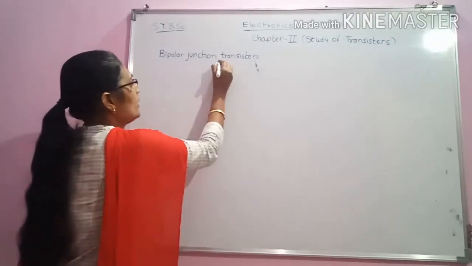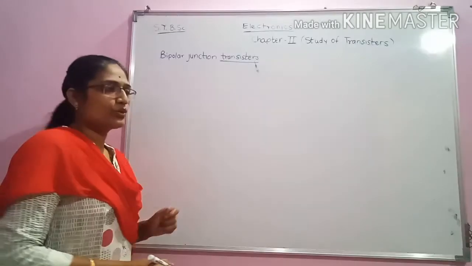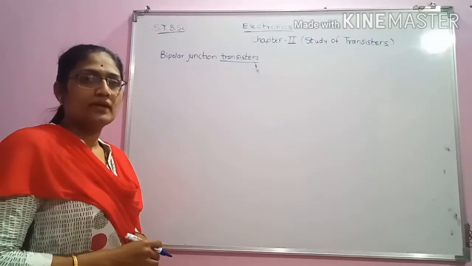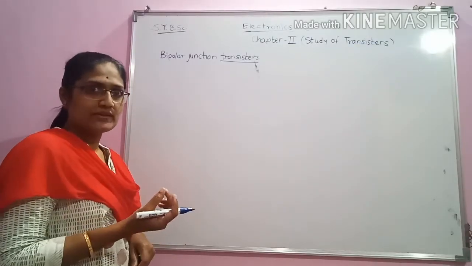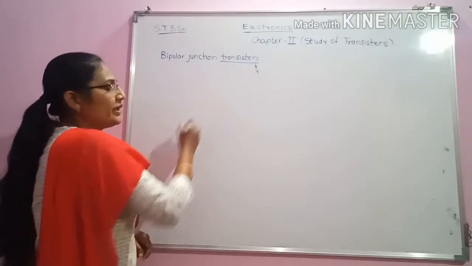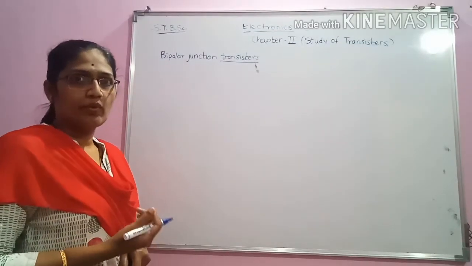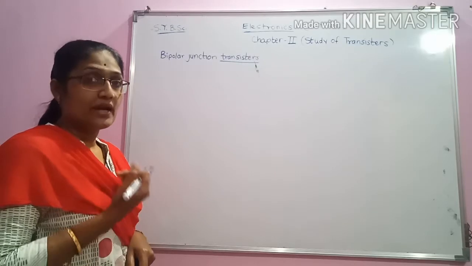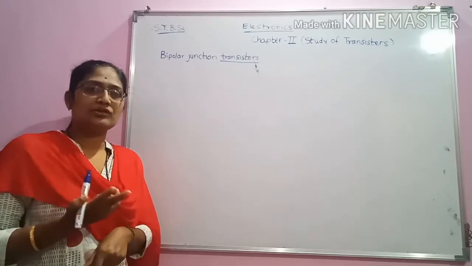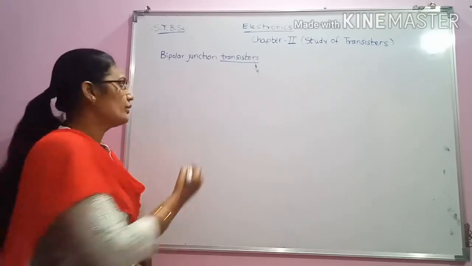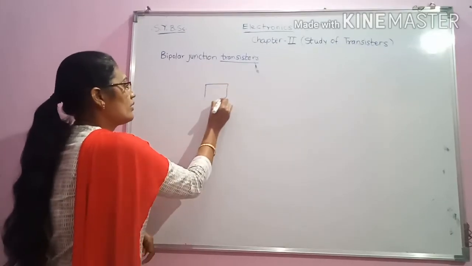So let's see what transistors are. The transistor is a device which has 3 terminals, and it is made up of semiconducting materials. It consists of 2 p-n junction diodes. We know what a p-n junction diode is.